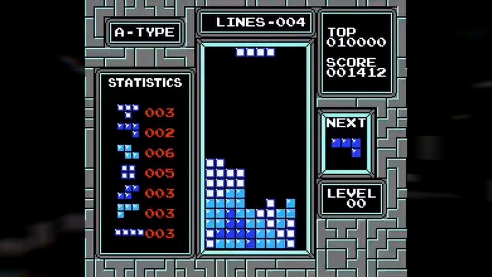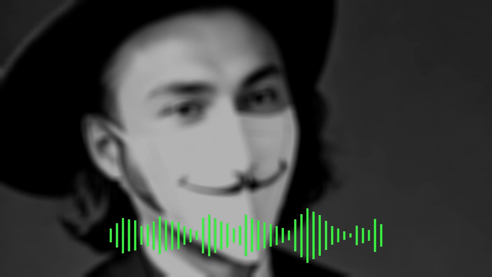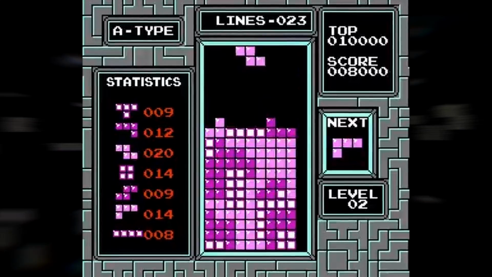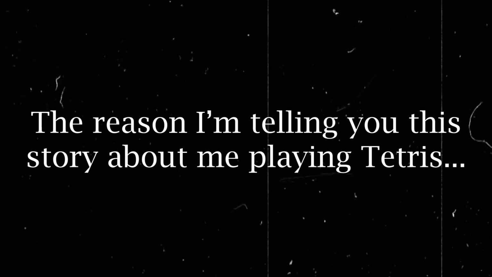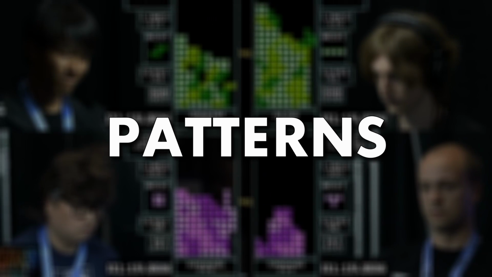I used to play a game called Tetris many years ago. You've probably played it too, I would guess. But I remember tryharding it in school. It was incredibly addictive because of the simplicity and also the satisfaction I got out of it. The reason I'm telling you this story about me playing Tetris is to show a perfect example of a game made out of solely patterns and repetition.